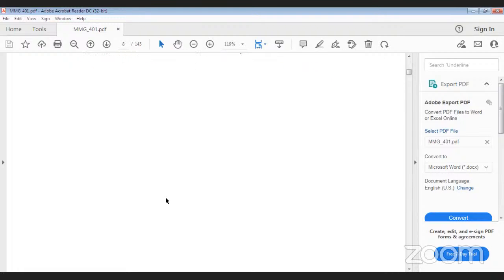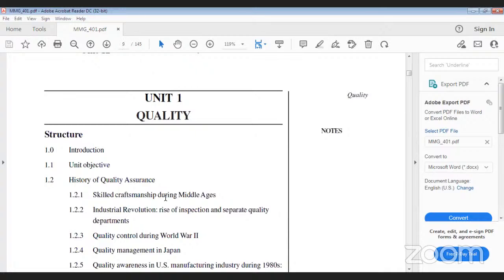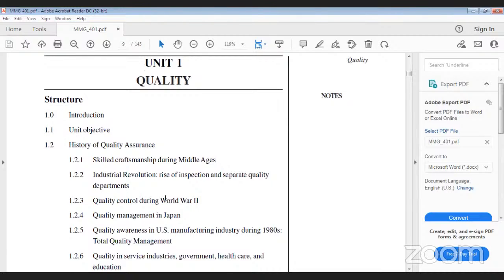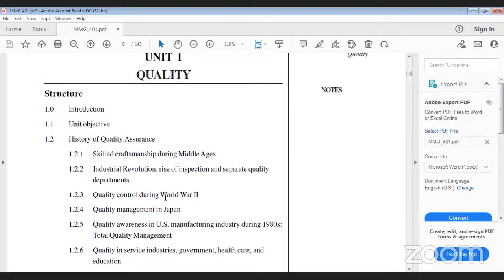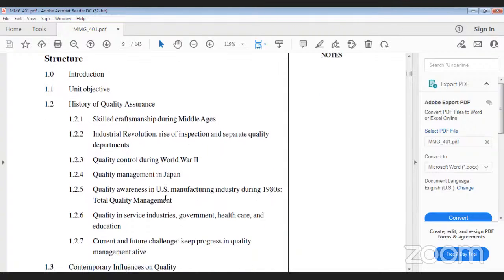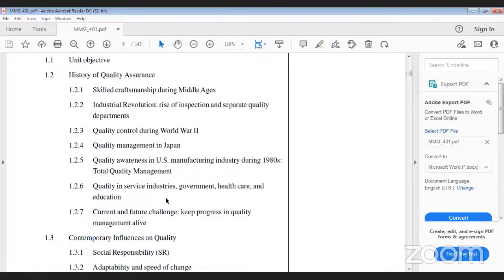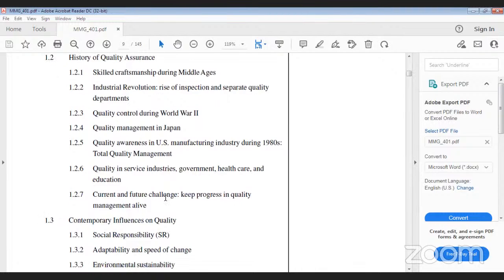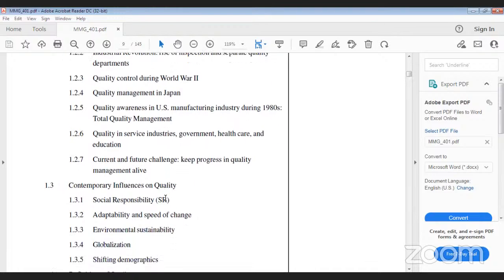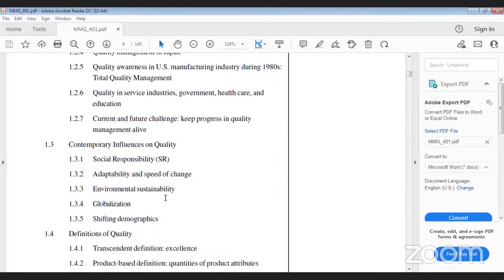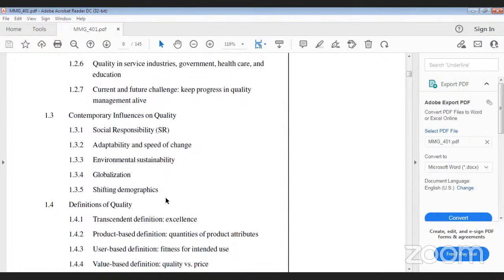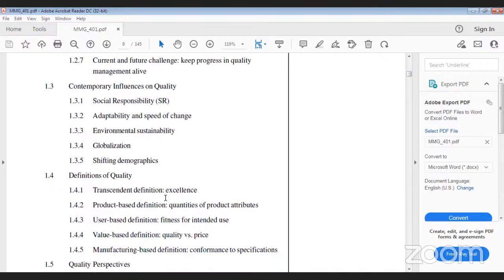Then you will find the history of quality, and the structure of this quality: introduction, unit objectives, history of quality assurance. In the history: skilled craftsmen during the Middle Ages, the industrial revolution phase, quality control after World War II, quality management in Japan, quality awareness in the USA, then quality in service industries. Then current and future challenges, then contemporary influences on quality: social responsibility, adaptability and speed of change, environmental sustainability, globalization, shifting demographics.